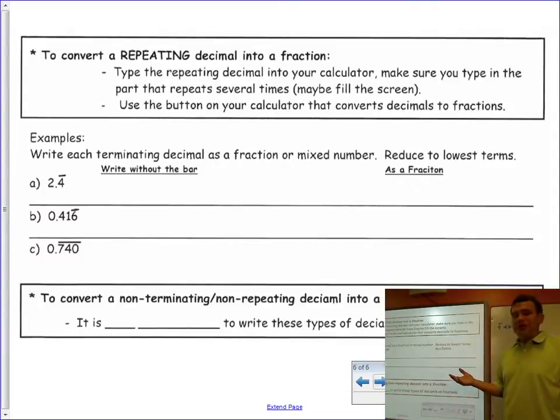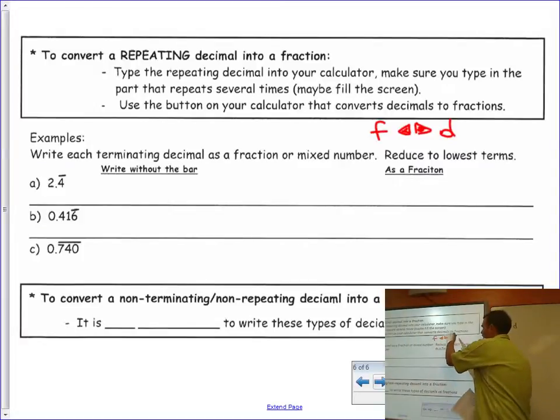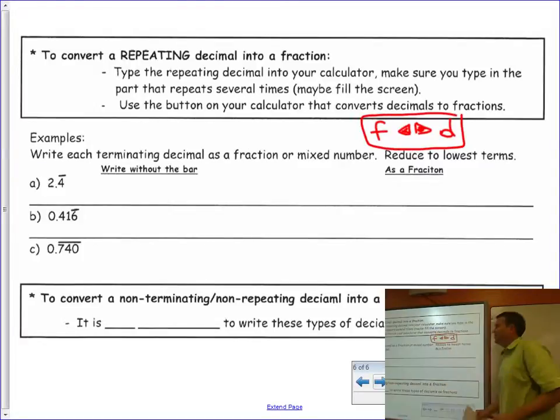And then you're going to use the button on your calculator that converts decimals to fractions. On most calculators, it would be a button that looks like that. And often, this is the second function of a button. So first you have to hit the second key, then that button, and then enter to get the answer. All right, let's look at a few examples.